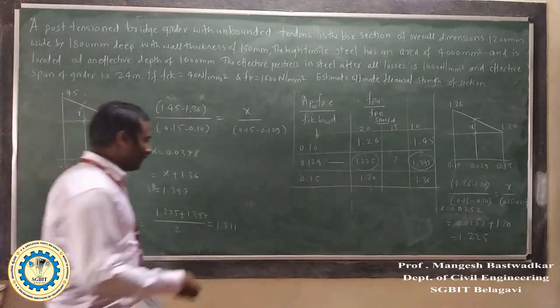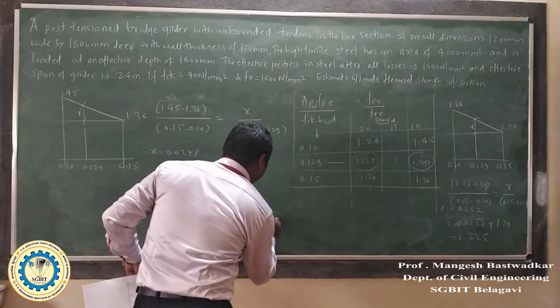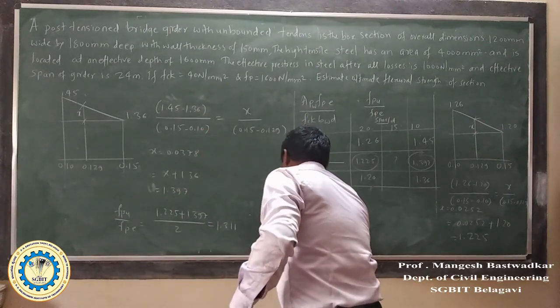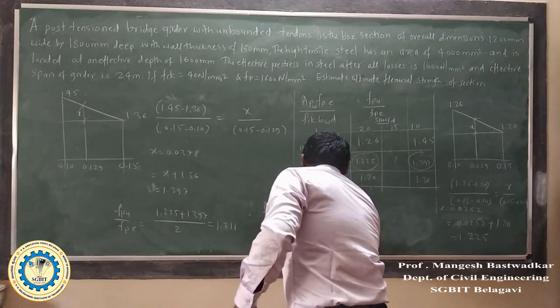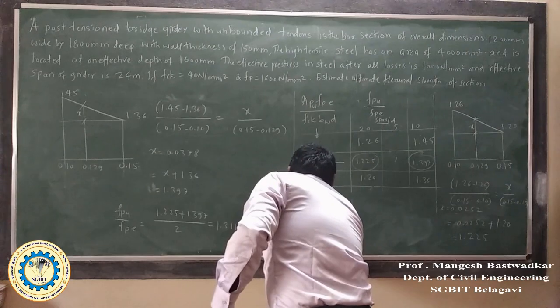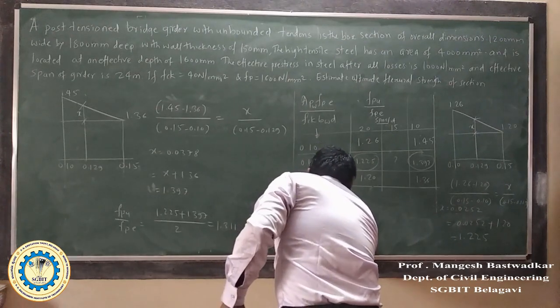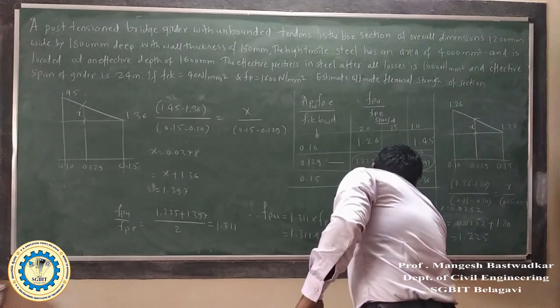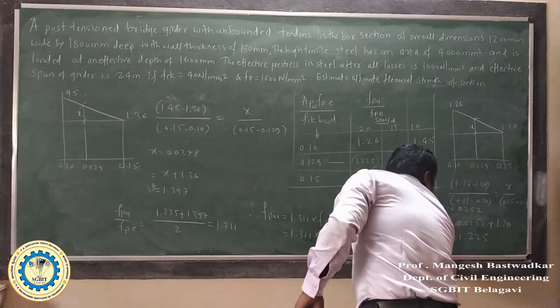Okay, so directly we have got it. So we can calculate now fpu. fpu is 1.311 into fpe. Okay, so here 1.311, fpe is 1000 Newton per mm square. So this value will be 1 Newton per mm square.